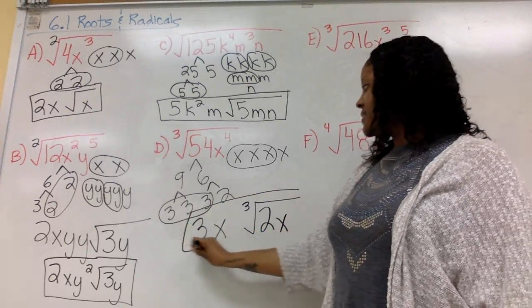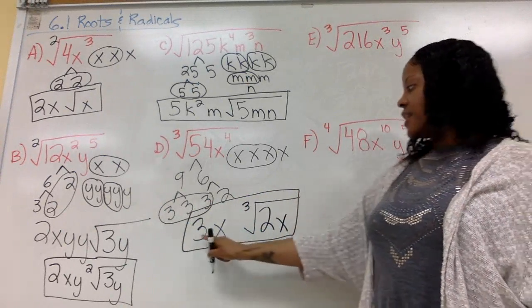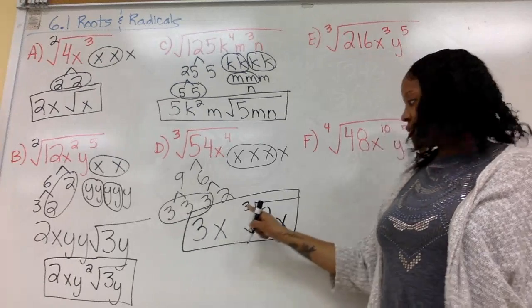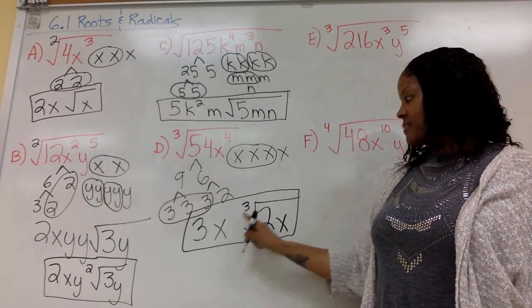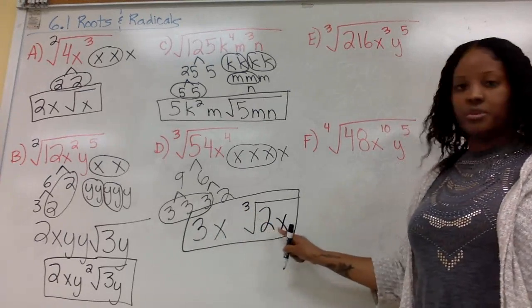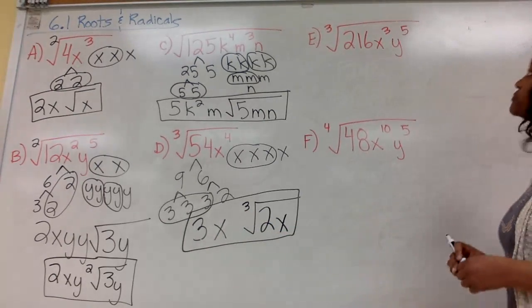So this is our final answer. 3x times the cube root of 2x. So 3x times the cube root of 2x is my final answer.